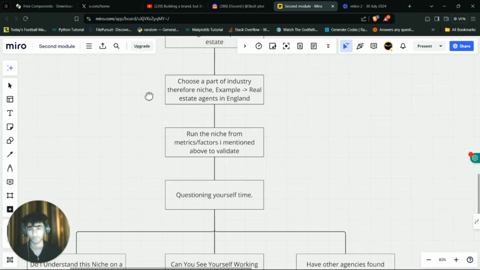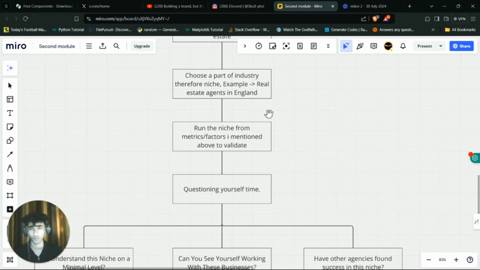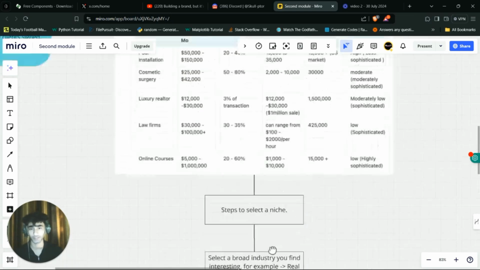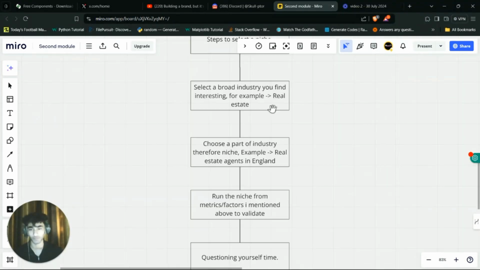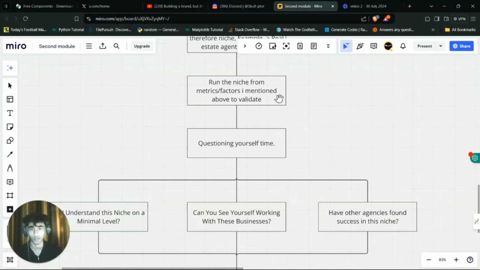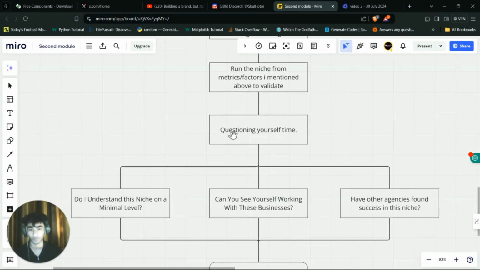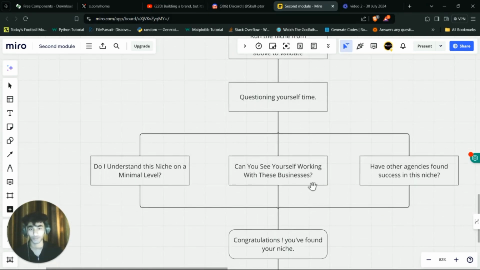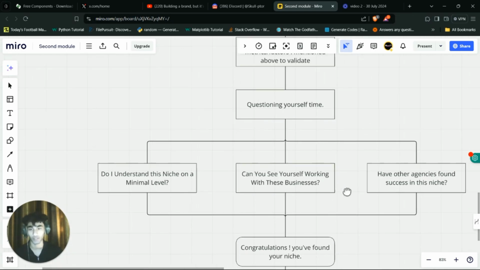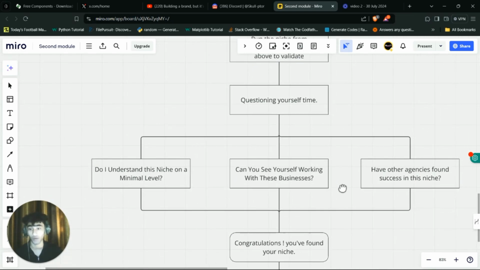It can be anything. Next comes in run this niche through the metrics or factors I mentioned above to validate these metrics that I've just given you a little while ago. Now after all these things, if you have done it all, next comes in questioning yourself time, which means you need to ask yourself these 3 questions, and that way you can make sure that you find the right niche.